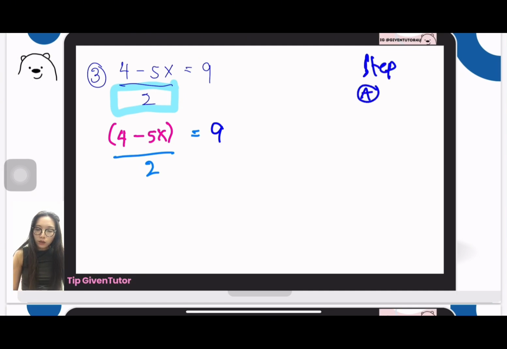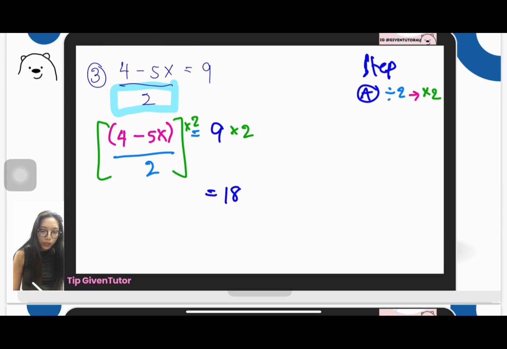Step A, because it has the divide by 2, so we will change it. I will change the color to green. It will be times 2 right here. So the first step will be times 2 in here, times 2 in here. So for the 9 times 2 we get 18, right? And then what is left in the bracket is 4 minus 5x. Okay, focus on this.